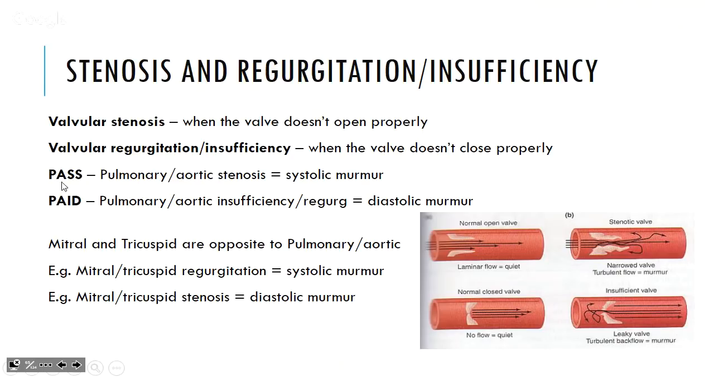So this is a way to remember it. PAS and PAID. PAS is pulmonary aortic stenosis, which is a systolic murmur. That means that when the ventricles are contracting, you'll get this murmur. And PAID is pulmonary aortic regurgitation, a diastolic murmur. I don't think it's too important to learn in second year, but it'll be really important next year. So you should learn this just in case they ask you during the VIA. The mitral and tricuspid is just the opposite of pulmonary and aortic. So for pulmonary and aortic stenosis, it will be mitral and tricuspid regurgitation, both causing systolic murmur.